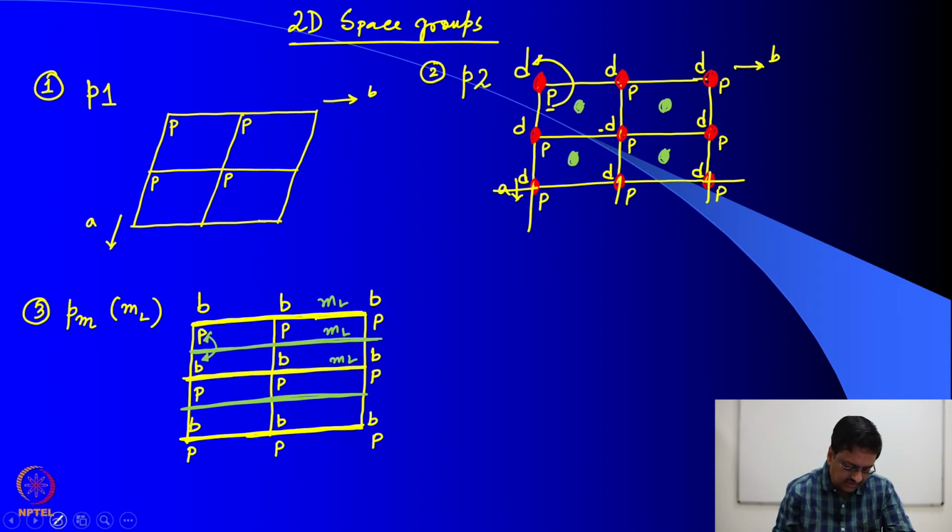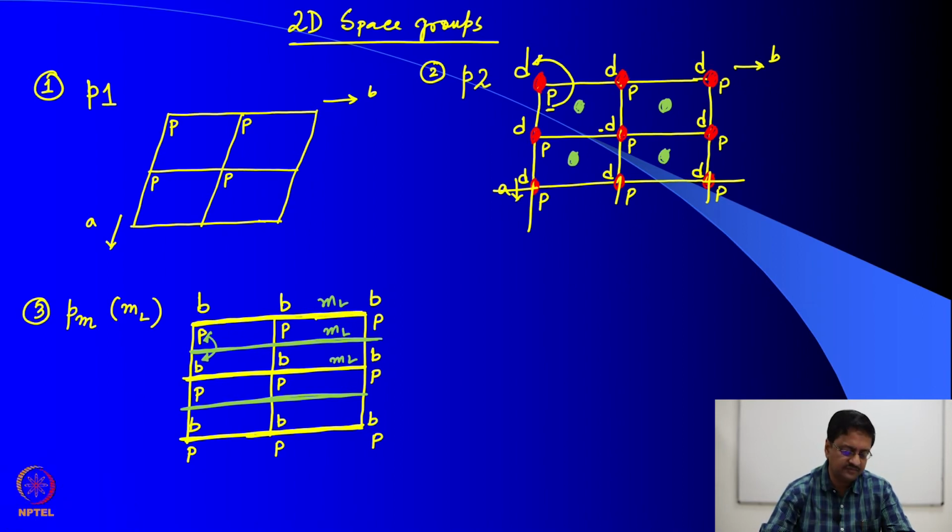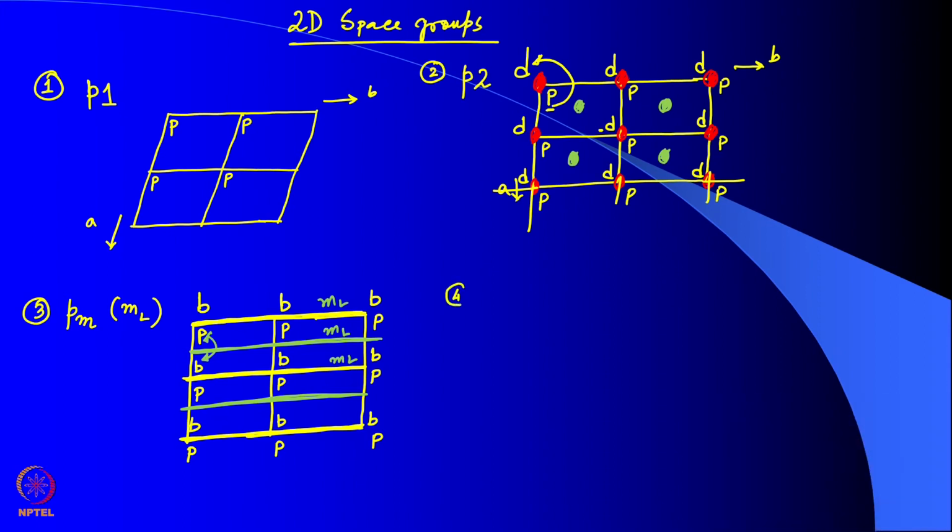So this is the third possible two-dimensional space group, which is PM and represented like this. Let us see the fourth one. We write it as PMM. Now when I write two M's, it essentially means that there are two mirror planes which are perpendicular to one another, and one is longitudinal and the other one is a transverse mirror.